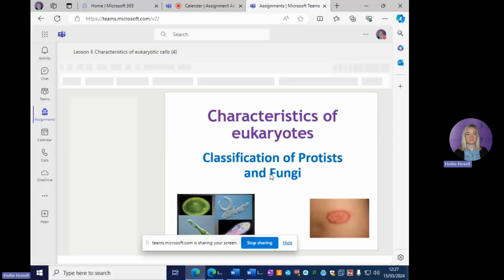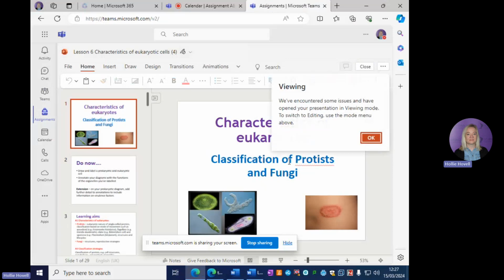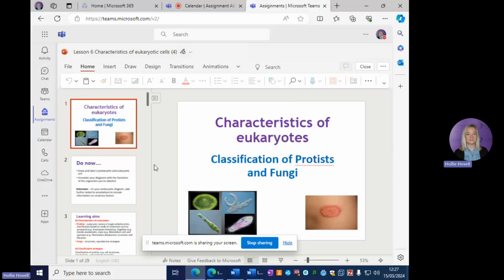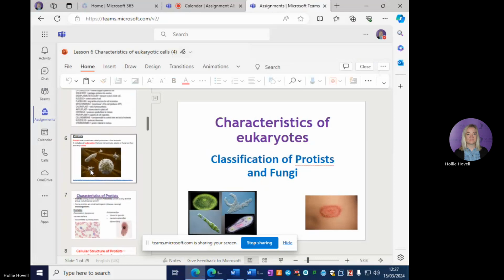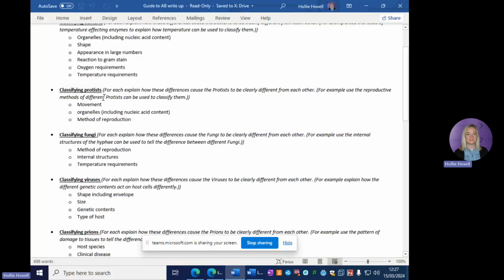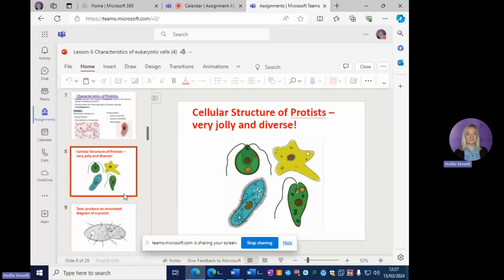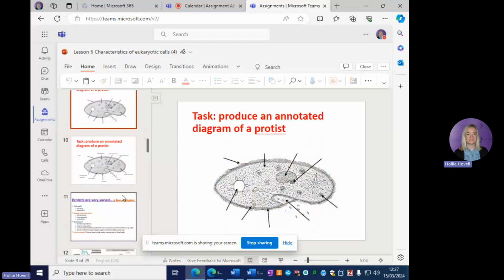So if we go into lesson 6, we've got some information about protists and fungi, which are both types of eukaryotes. Okay, so the first way that we can distinguish between different types of protist is by the way that they move. So protists can move in all different ways.